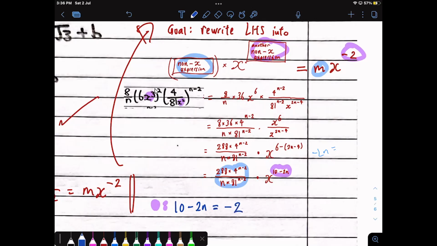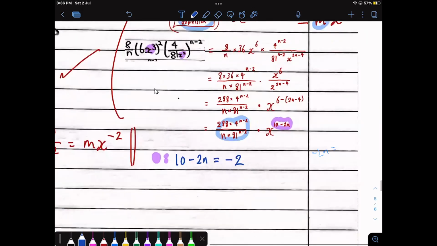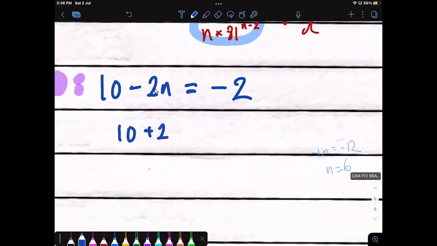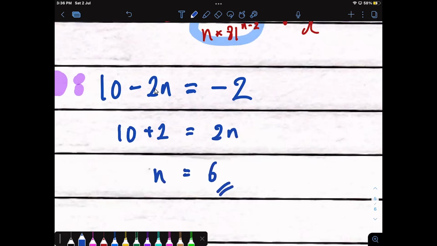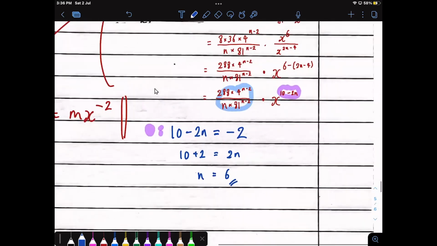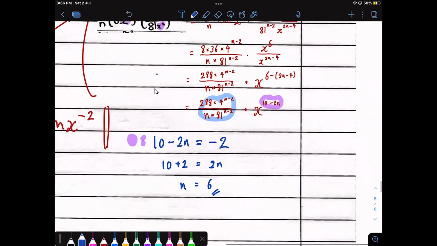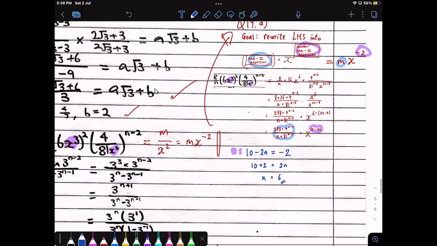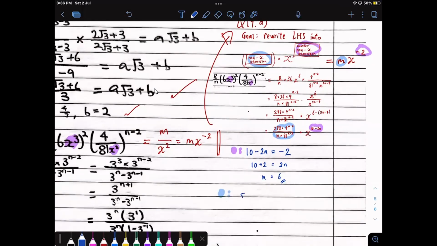Then you can solve for n. Okay, let's see. Bring the 2n over, we get 10 plus 2 equals positive 2n. So n equals 10 plus 2, 12, divided by 2, 6. Yep. So if n equals 6, how do we solve for m? Just compare the blue color. Do you need me to continue? No. Okay, then just basically substitute n equals 6 inside this and then you can get your answer. Use your calculator, that's all. Okay, 19A done.